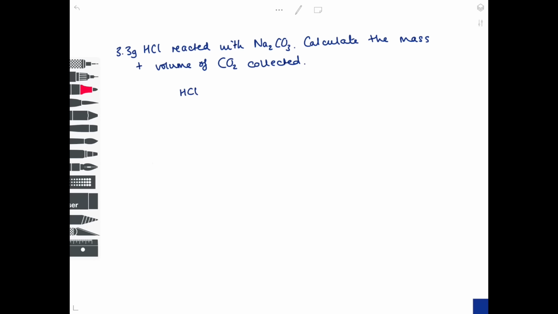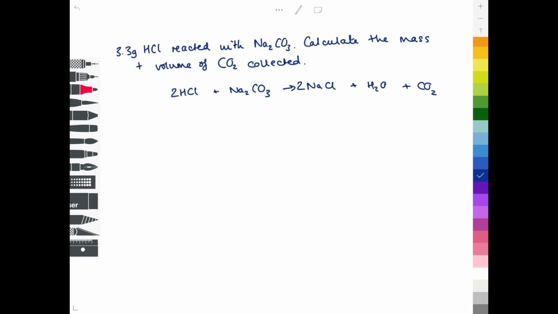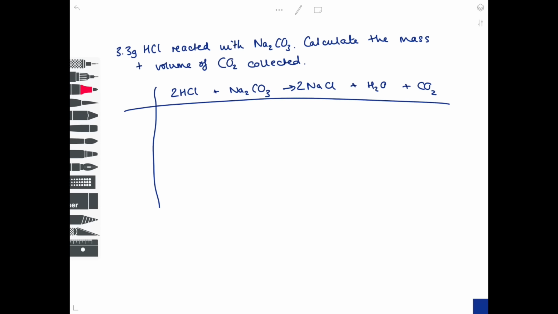So, hydrochloric acid reacts with sodium carbonate to produce a salt, which is sodium chloride, plus water, plus carbon dioxide. Make sure it's balanced. I know I need a 2 there and a 2 here. And now we need to use the table format in order to help us answer the rest of the question. So mass, MR, and moles. And don't forget to use your formula triangle down here, which is mass, MR, moles.